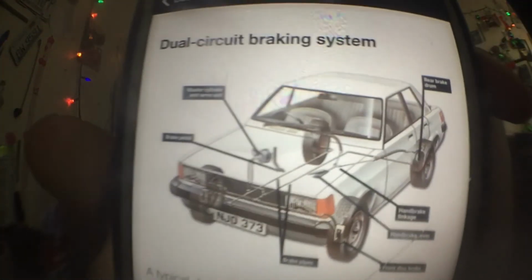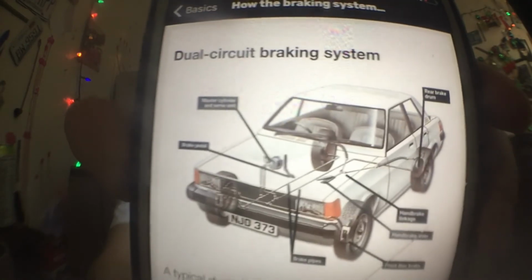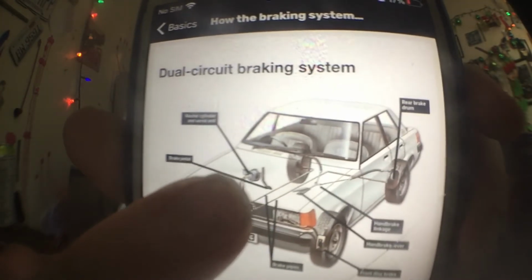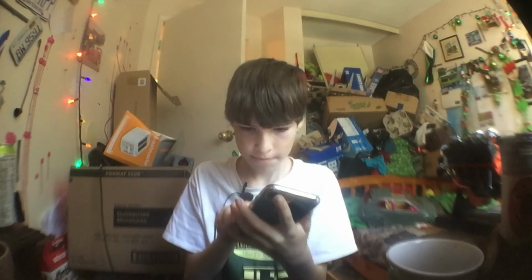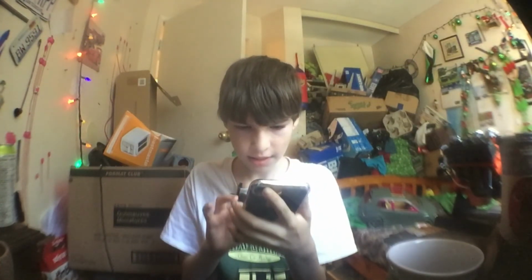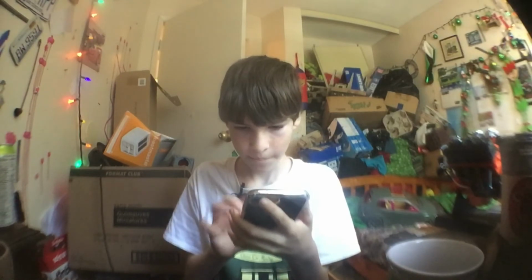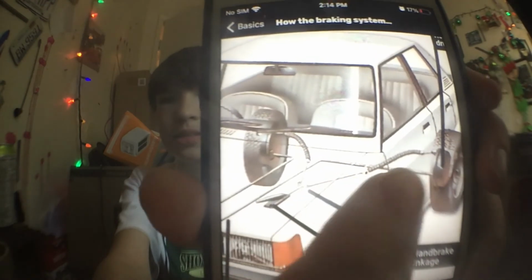So you can look at that. So it goes from the master cylinder, goes everywhere, and then when you push the brake, it pushes the fluid and makes the calipers squeeze to stop your car. And yeah, so that explains that. And then there's the handbrake linkage. So handbrake is right there. There's actually lines, like mechanical lines, like on a bike.